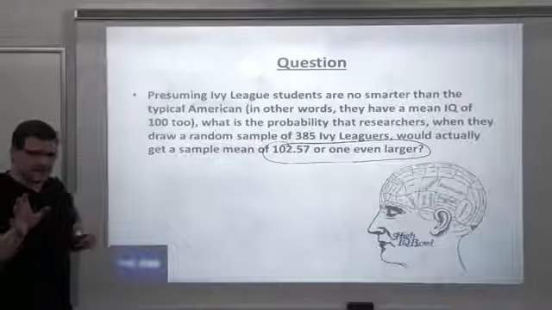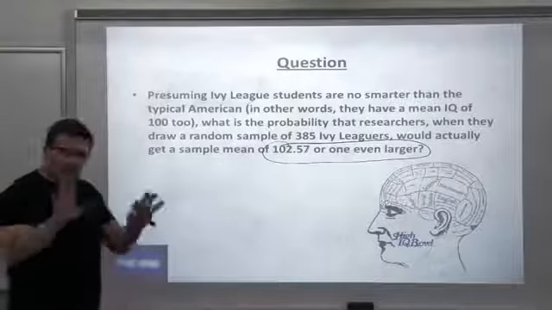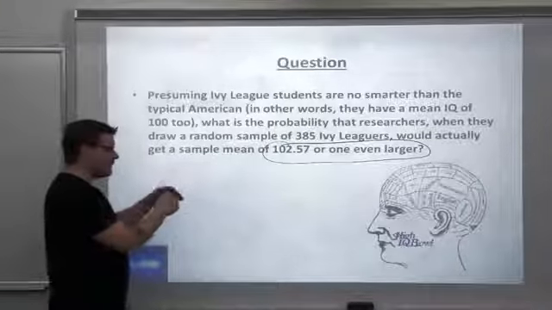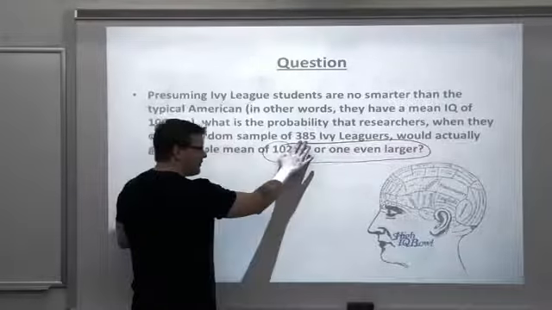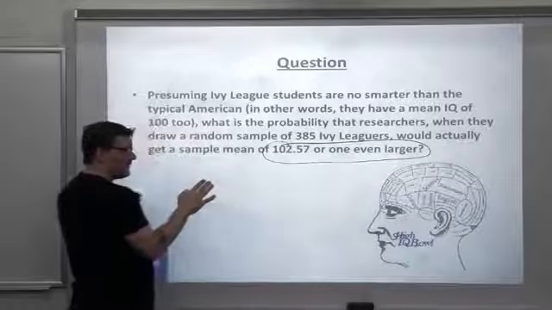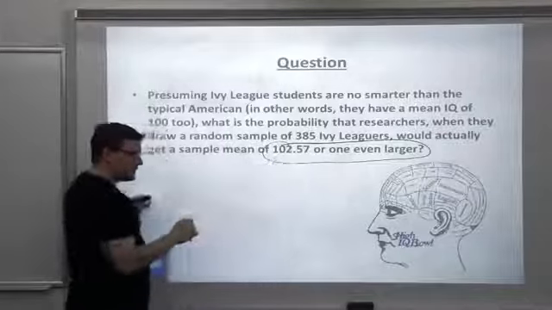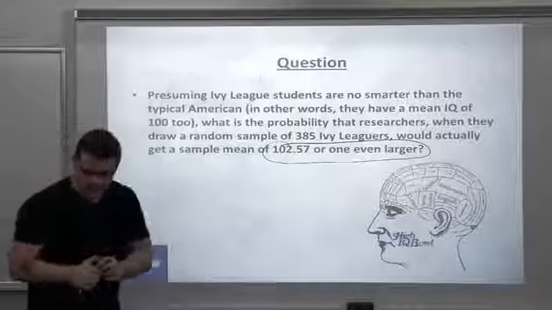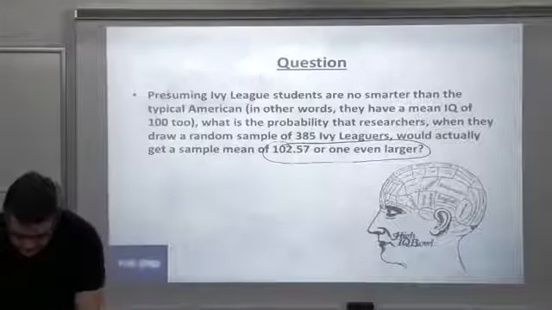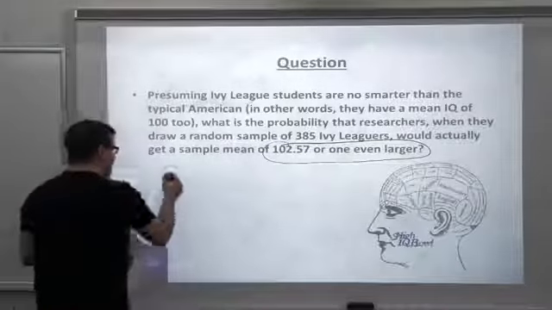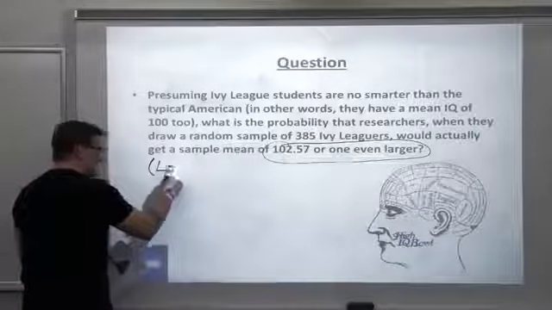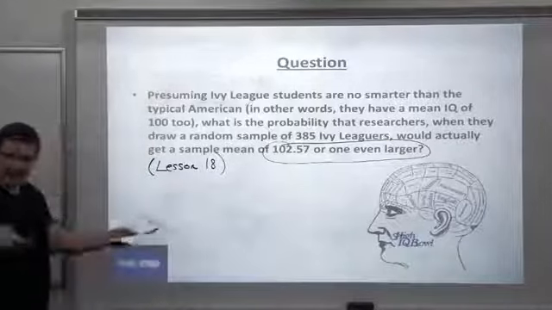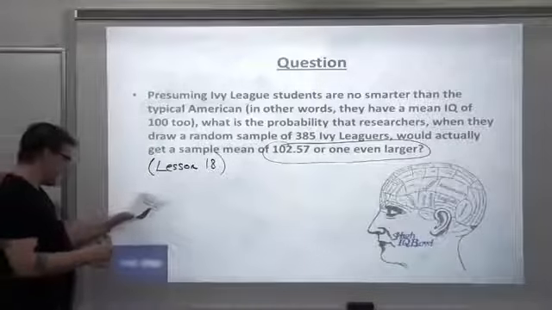All right, so think about it. This is the hard one here. If Ivy Leaguers are no different from the general population, what's the chance or what's the probability that we sample 385 of them and their average IQ is 102.57 or even larger than that? All right, so I'm just going to give you the answer here. We've got a little ways to go here. This is a lesson 18 problem. We're only on lesson 7, but I'd like to show you where we're going in this course, right?